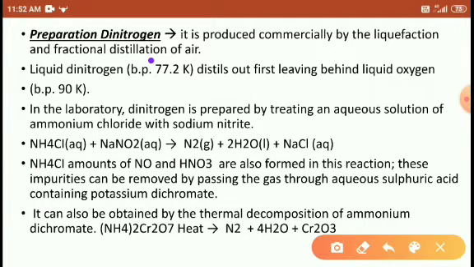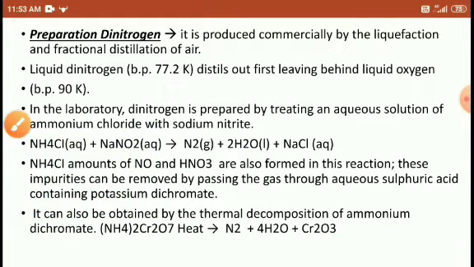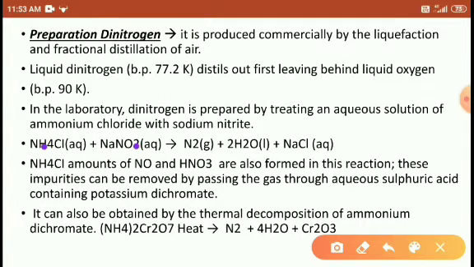One more method of preparation: ammonium chloride treated with sodium nitrite. In ammonium chloride, what happens, students, these 4 hydrogens react with the 2 oxygens, eliminating water molecules, right? So hydrogen is removed here and oxygen is removed. Left here are Cl and Na. Na reacts with Cl to form NaCl, and only nitrogen is left, both combining to form N2 gas.